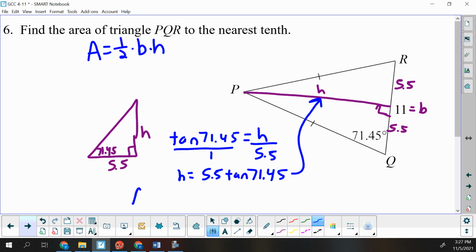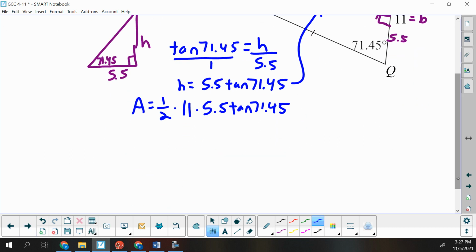So our area is just going to be 1/2. Our base was 11, remember, all the way across, times the height, which we just found was 5.5 tan of 71.45. When we punch that in, we get 90.146 and some other stuff. Look to see where you wanted to round to. We wanted to the nearest tenth. So 4 would keep it at a 1, so we'd have 90.1 units squared.